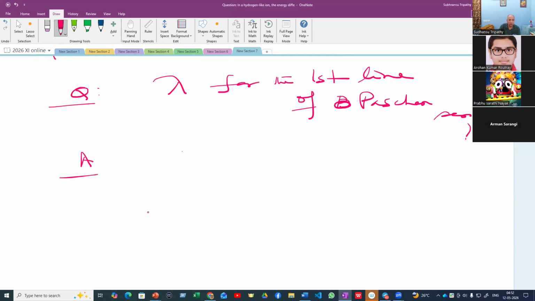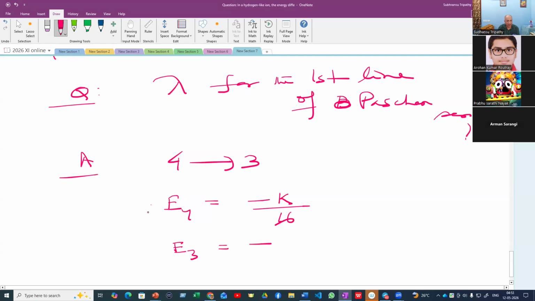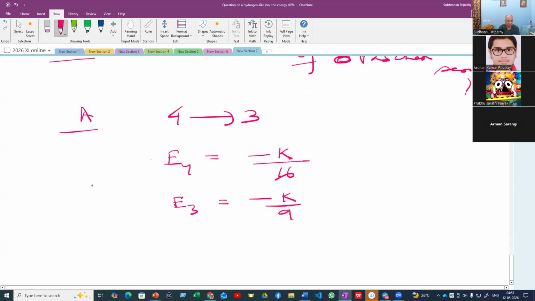So it is 4 to 3. Yes, sir. By the K method, E4 is minus K, with Z equal to 1 for hydrogen. So it is minus K by 16 and minus K by 9. The difference is always positive. Delta E is E4 minus E3, that is minus K by 16 plus K by 9.